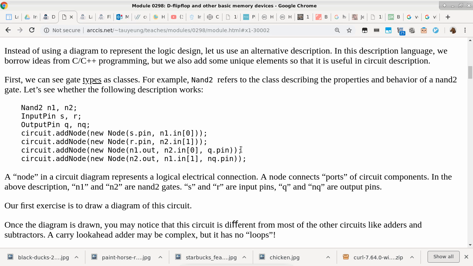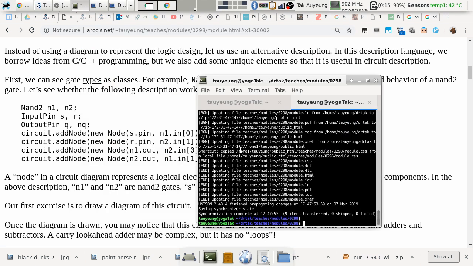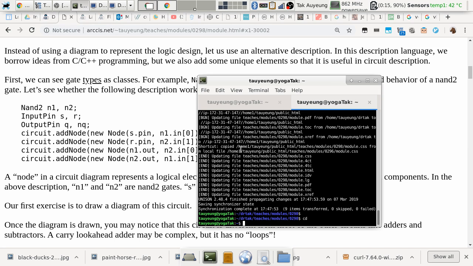Okay, so what does this circuit look like? Well, we have two NAND gates, N1 and N2. We got two input pins, S and R, and then we got two output pins, Q and NQ. So let's try to do this in LogicSim. We look at the text version, and then we'll implement this in LogicSim.